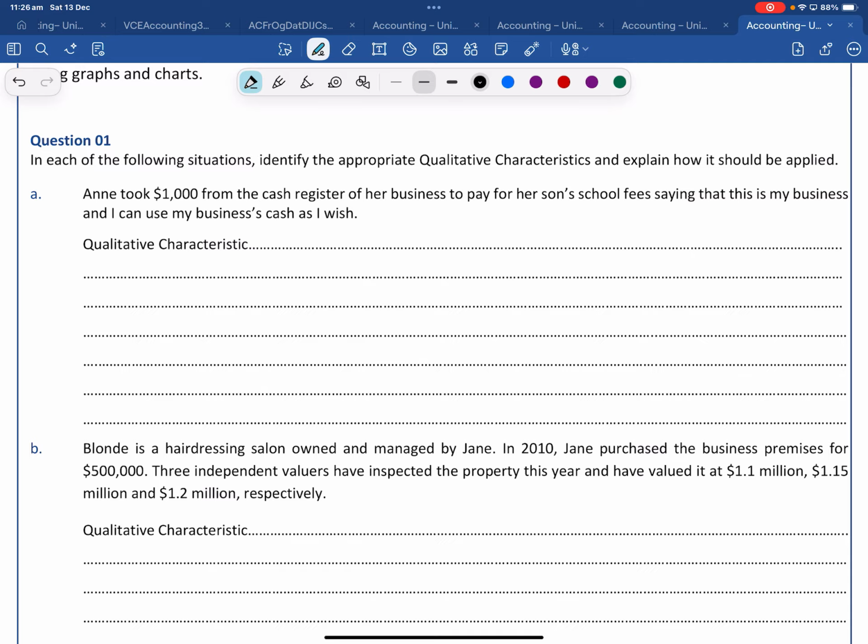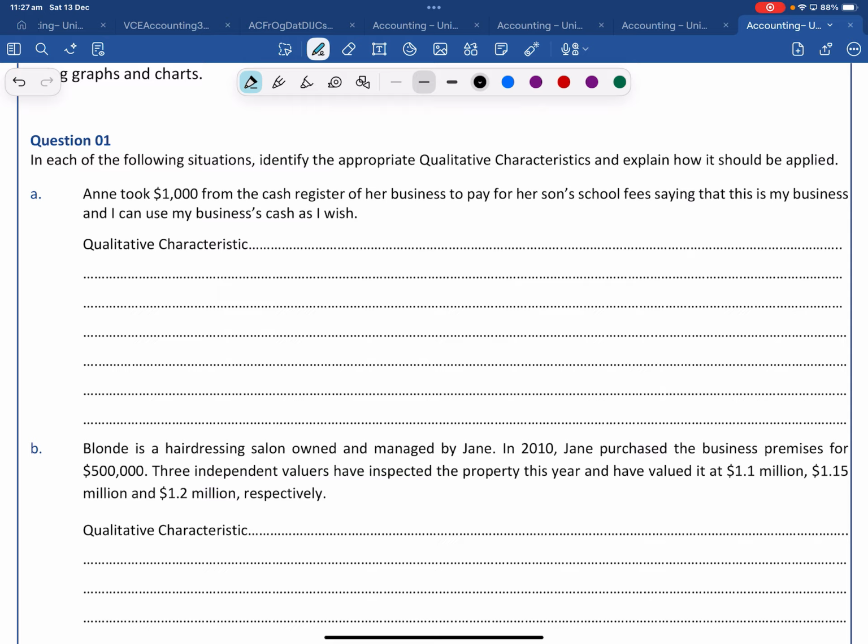Just for your information, when the owner withdraws business assets, we call it drawings. We are going to learn that in detail in the future. We should record it as a drawing. You don't have to really worry about the materiality here. You can say relevance. Why? Because this is not a business transaction. This is the owner's personal transaction using the business cash, so we have to report it as a drawing.